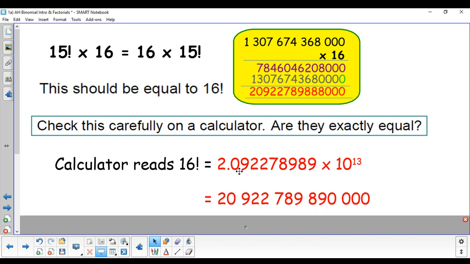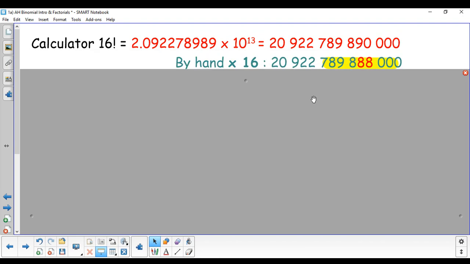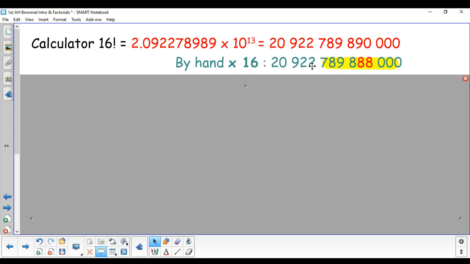I've just expanded it. So it's 1, 2, 3, 4, 5, 6, 7, 8, 9 decimal places again. So I've moved it 9 plus 4 more. So that's what it is in full. So this is the calculator answer. And this is my answer by hand. And do they look exactly the same? Well, you can see I've highlighted. Almost all of it's the same except for these digits here.